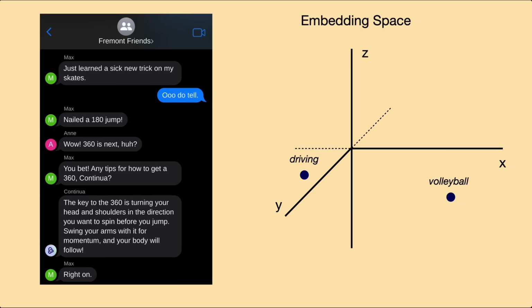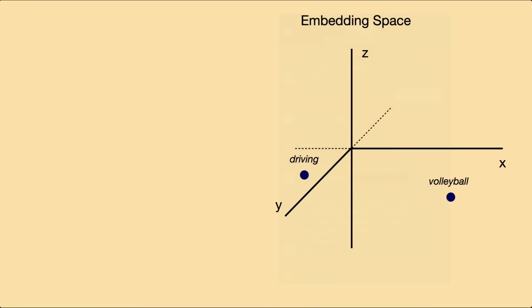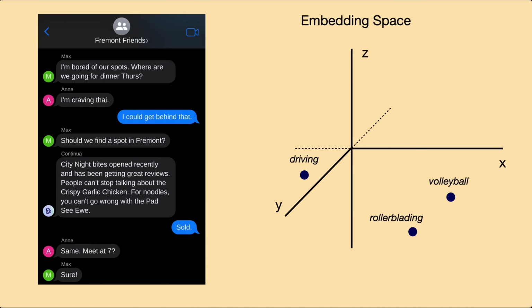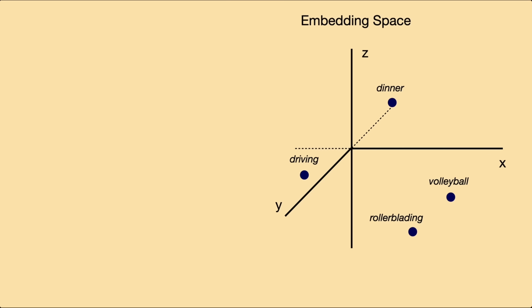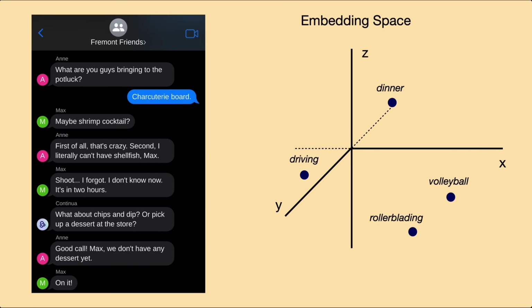Next, we have this conversation here where Max is discussing learning a new rollerblading trick and Continua is providing some tips and tricks. This might get embedded down here, close to the other sport-related embedding about volleyball. Then we have this conversation where Max, Anne, and Sam are discussing places to go for dinner, and Continua is suggesting a new Thai restaurant. Let's say that this ends up in the embedding space in this upper right-hand corner.